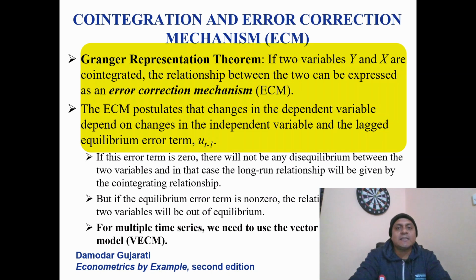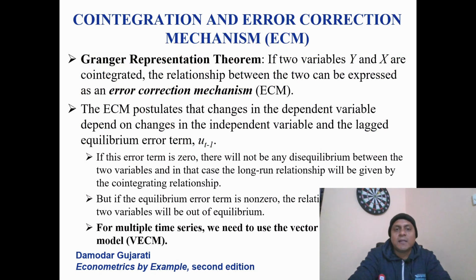For instance, if the two variables y and x are co-integrated, the relationship between them can be expressed as an error correction mechanism. The ECM postulates that changes in the dependent variable y depend on changes in the independent variable over time, and on the lagged equilibrium error term, mu t minus 1. If this error term is 0, there will not be any disequilibrium between the two variables. In that case, the long run relationship is given by the co-integration relationship.